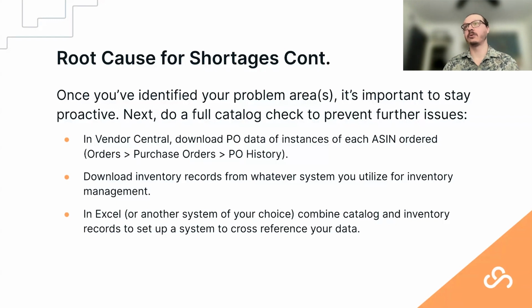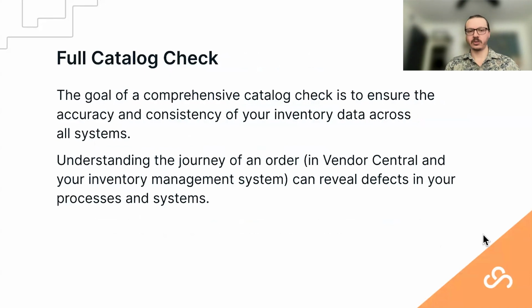So in Vendor Central, as far as where you can go to do that, it's underneath orders, purchase orders, PO history. You can get an idea of your PO confirmation. Based on there, you can see some of your item attributes, essentially what was ordered. From here, download inventory records from whatever system you may utilize for your inventory management, and then Excel or whatever your trusty method for using or combining data. Combine all of this information together and cross-reference it to see if we can identify any other potential issues that could stem from the item setup in the catalog.